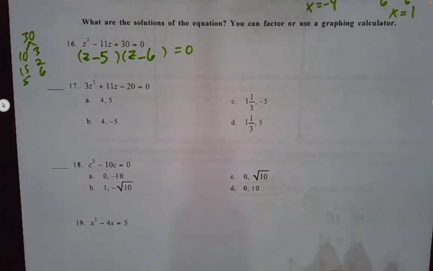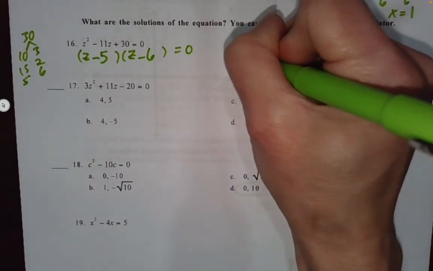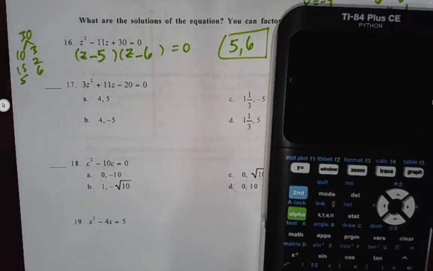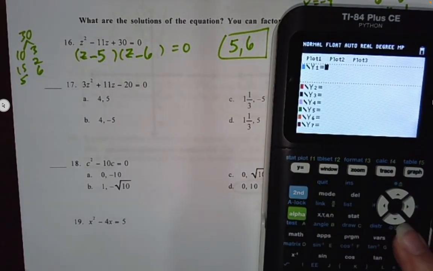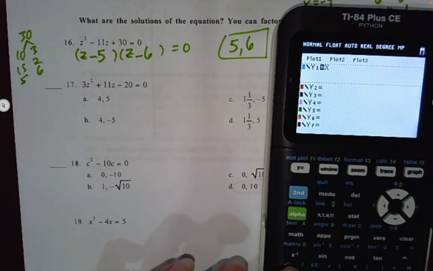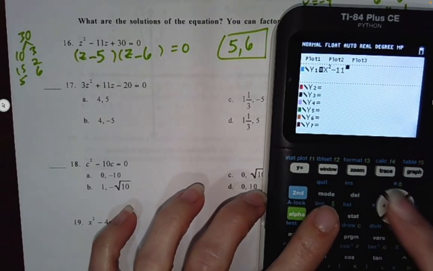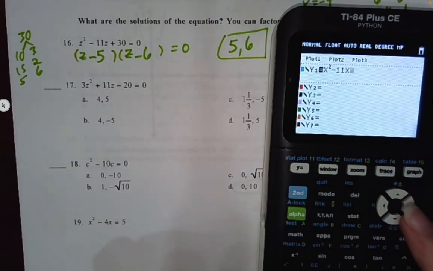So what are my two answers? Because I have to solve it. Can y'all tell me the two answers? Positive 5, positive 6. Those are my answers. Y'all, you could have also graphed it. X squared minus 11x plus 30.